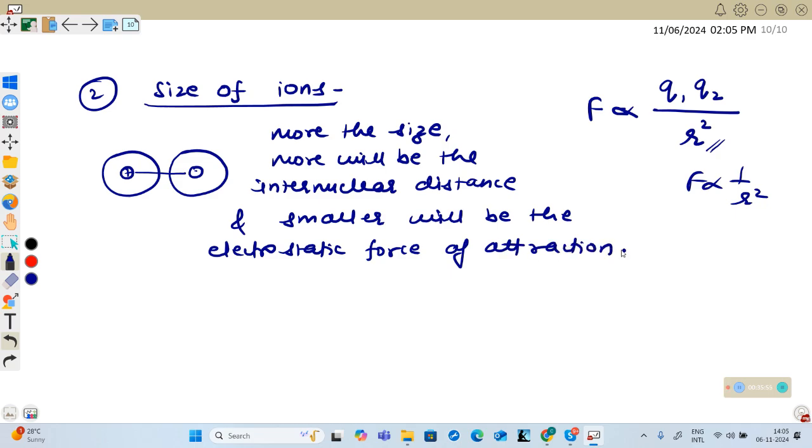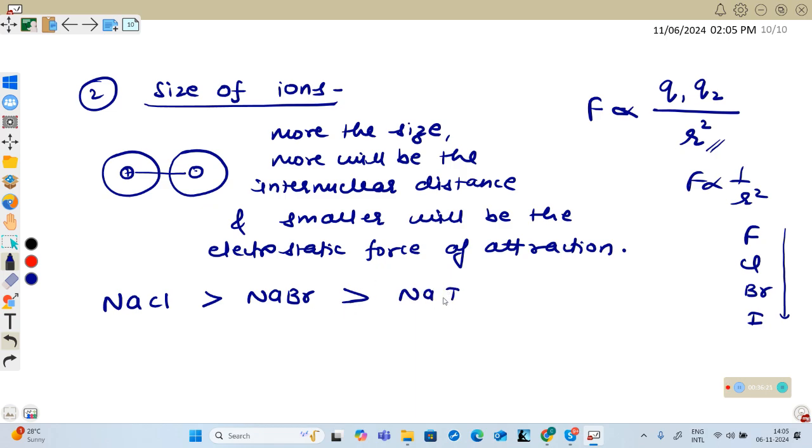So if you just compare NaCl, Na+ Cl-, and then NaBr, you know the order of the halogen family: fluorine, chlorine, bromine, iodine. When you go down the group, atomic size increases, right? So NaBr will have a lower value of lattice enthalpy than this, and then this one.